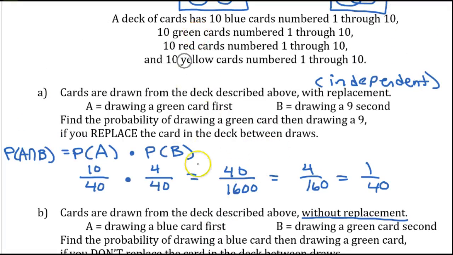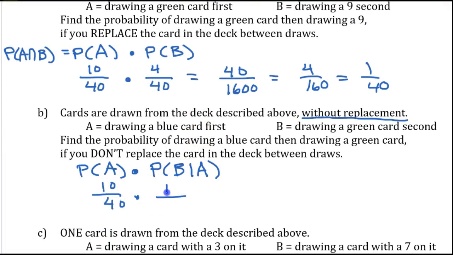Well, there are 10 green cards still, so that's going to be 10. But think about the total. Focus on the fact that we did not put the first card back. We took out a blue card and we did not replace it. We did not put it back. So that means the total is going to change. So instead of being 40, it is now going to be 39.